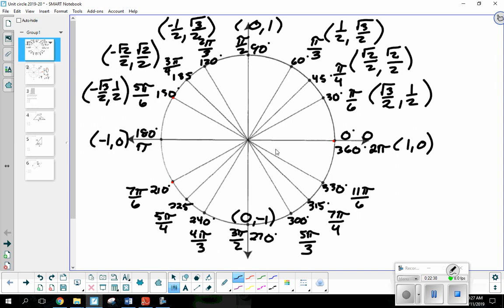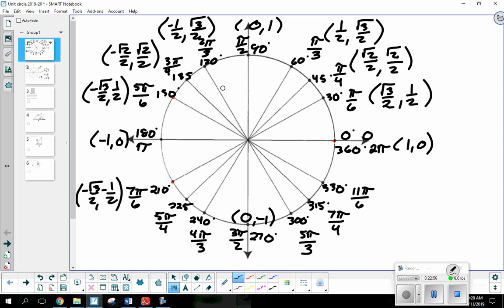Positive 3. Ooh. Remember, what quadrant are we in? Oh, the third, where they're both negative. I mean, negative square root of 3 over 2. There you go.